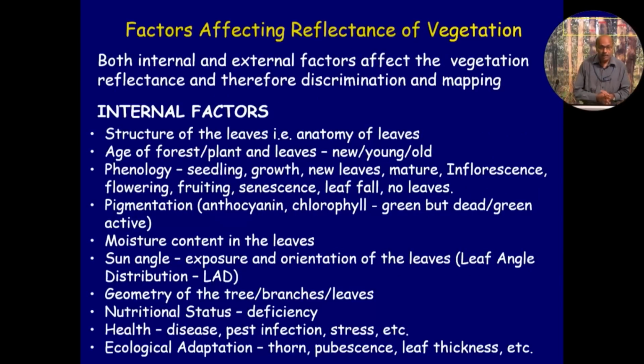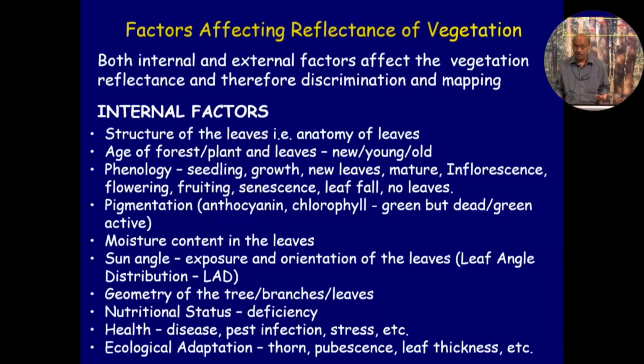I'll say there are a lot of internal factors, let us say structure of the leaves, age of the forest, phenology, pigmentation. See, in a new leaf anthocyanin is more, it is purplish in color. After 10-15 days it becomes green, yellow green, then dark green. That means if you have one-time data where anthocyanin is there, you get a different reflectance for the same species, same location. After 10 days, a different spectral signature. So there's a lot of variability there.